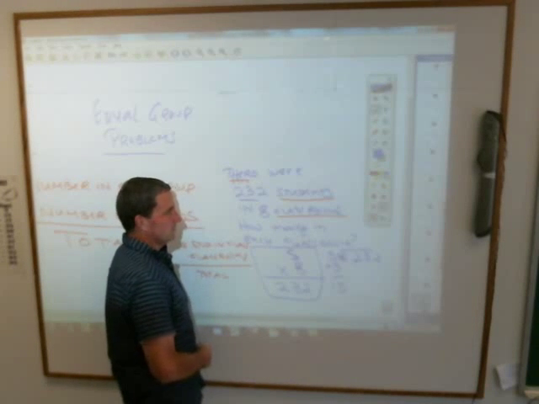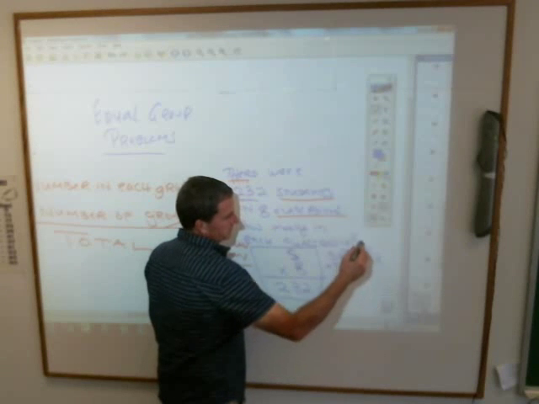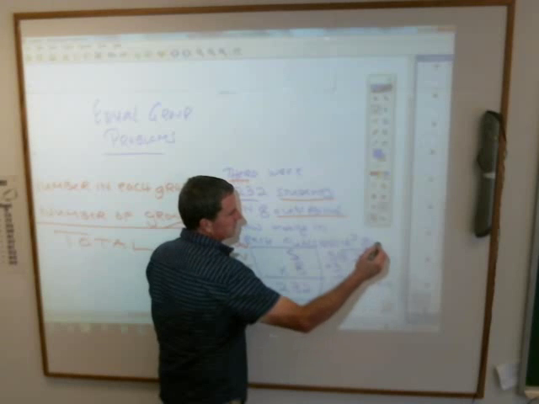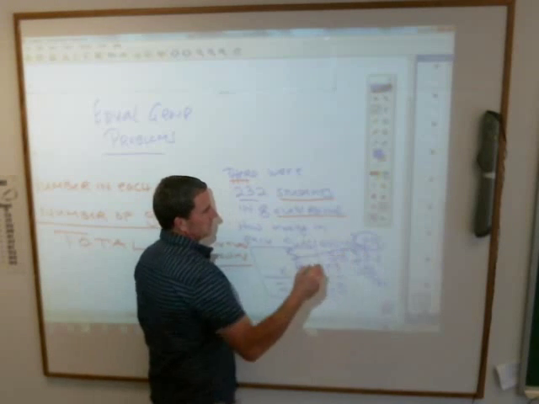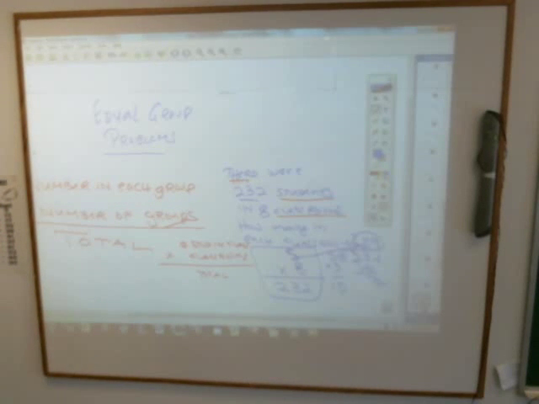How many times is 8 going into 23? 2, which is 16, and then I get 72, which is 29. 29.